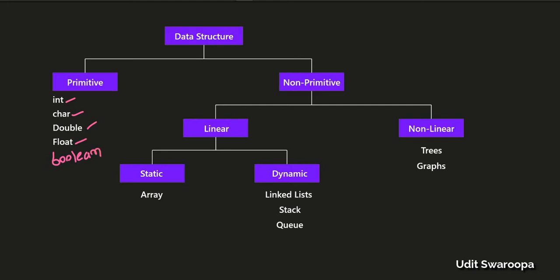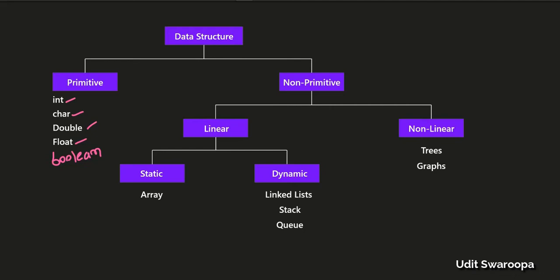And the second data structure type is non-primitive. Non-primitive are those data types which are constructed or created using the primitive data types. The non-primitive data type itself is of two types, the linear non-primitive data types and the non-linear non-primitive data types. The difference between them is that in linear there is sequential arrangement, and there is a kind of simple pattern between them. The linkage between the two data types is very simple, whereas in non-linear there are various links to a particular data type.